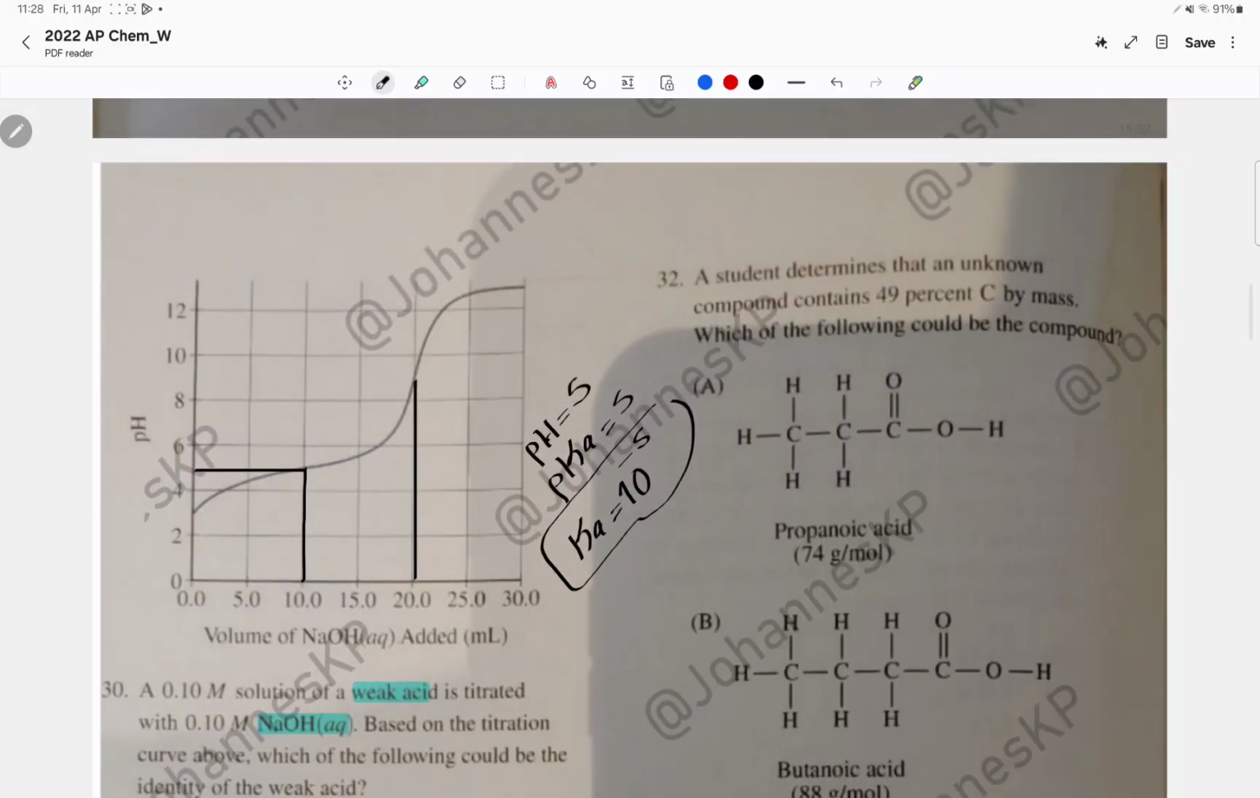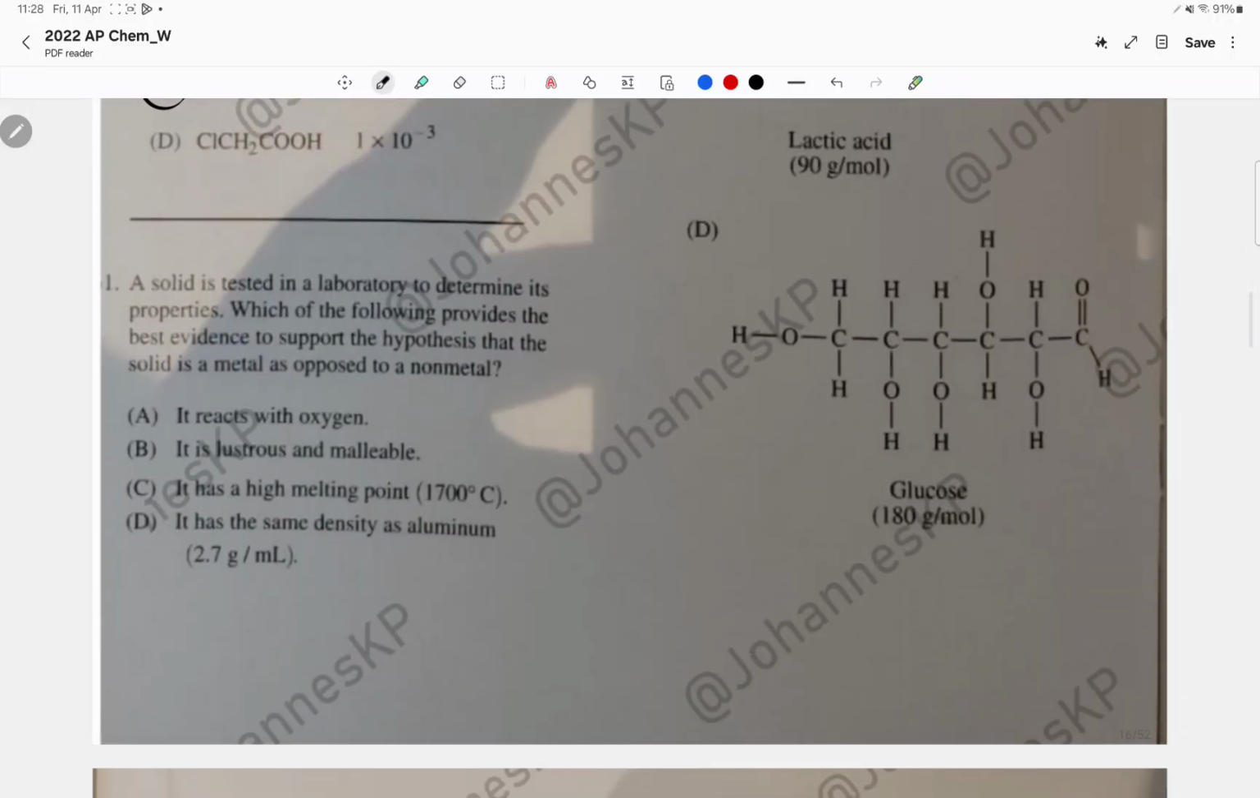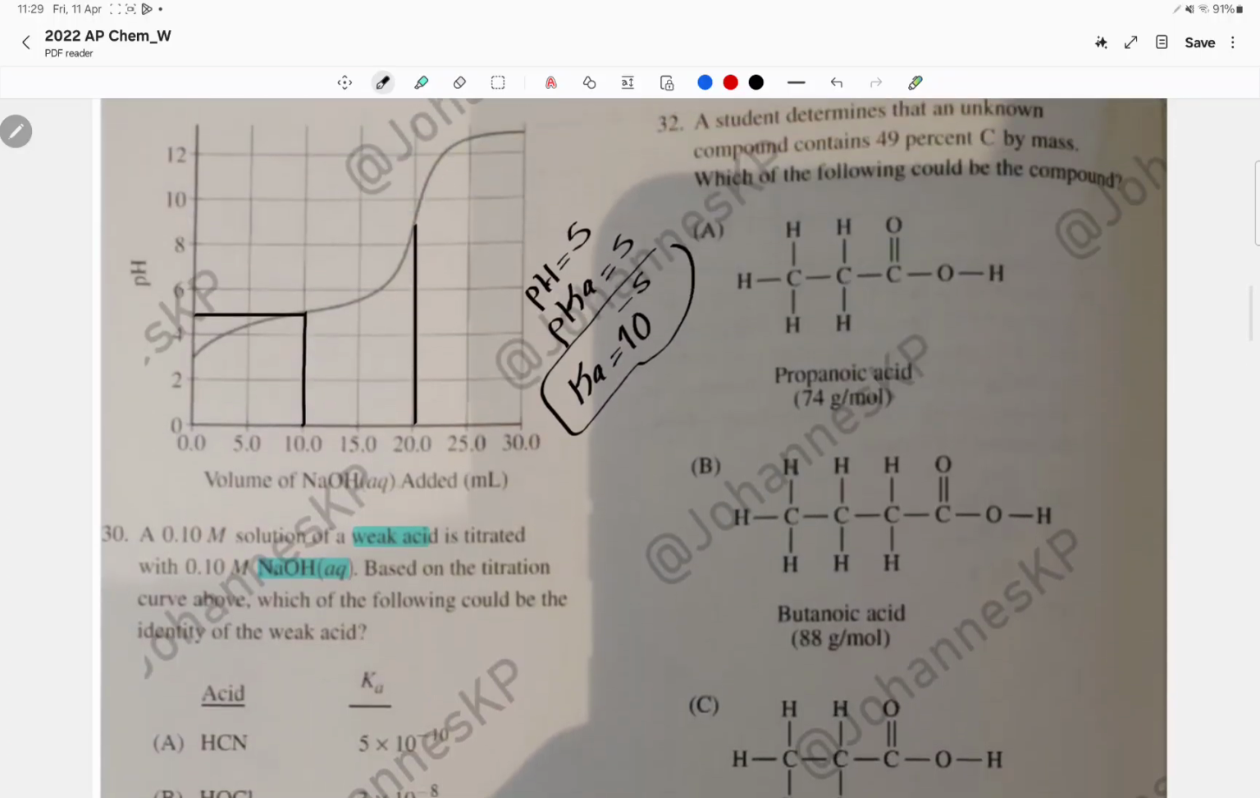Okay. A solid is tested in a lab to determine its properties. Which of the following provides the best evidence to support the hypothesis that the solid is a metal as opposed to a non-metal? Okay. Malleable is only given to metals, so it has to be choice B. Good. 32.